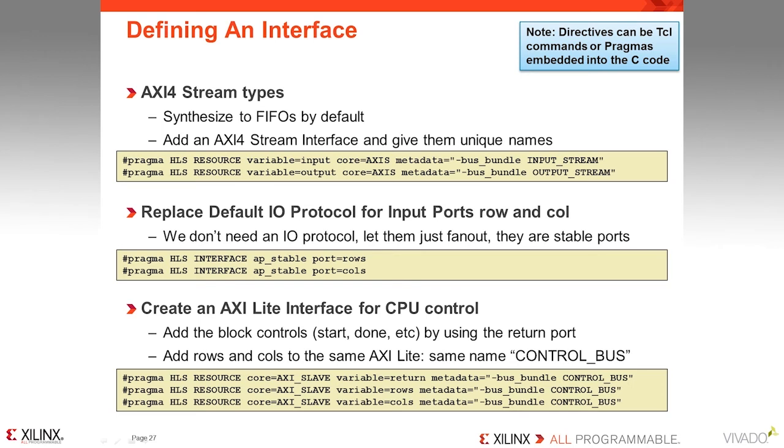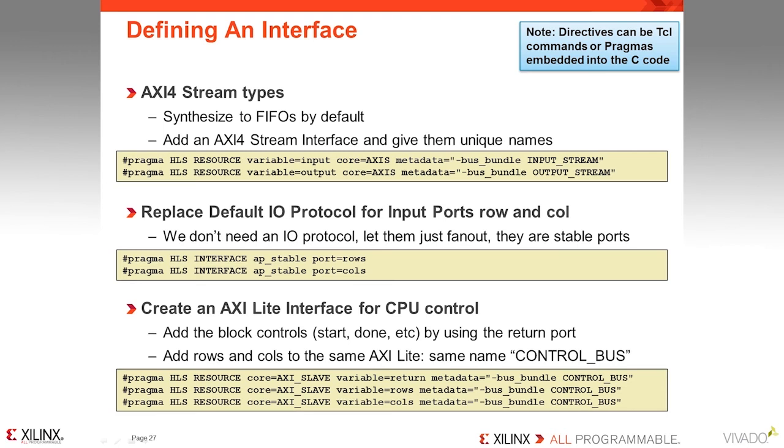The next ports we wish to deal with are the rows and column ports we've added. Okay? Now by default, these will get an I/O protocol. But for rows and columns, they're not going to change during operation, so we don't need an I/O protocol. So if we give them the interface ap_stable, we're basically telling Vivado HLS, just allow these ports to fan out. We don't need them to change. We don't need them to be registered.